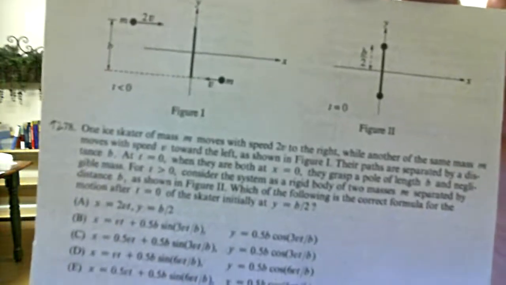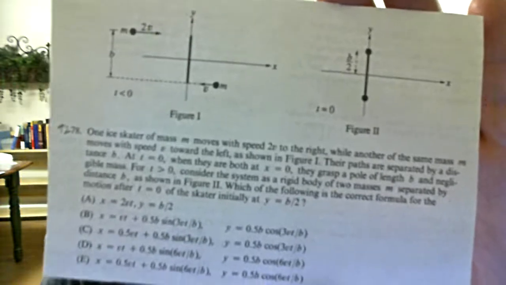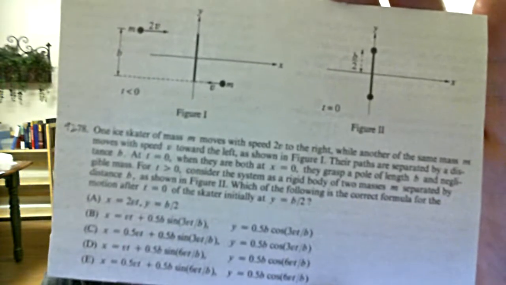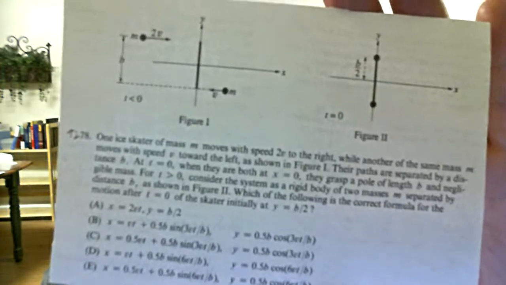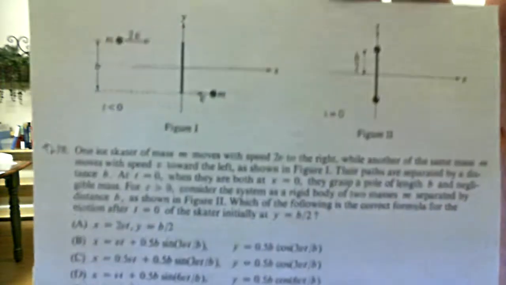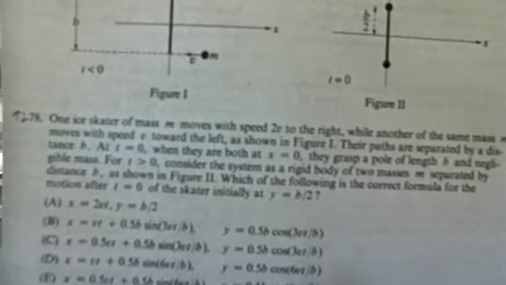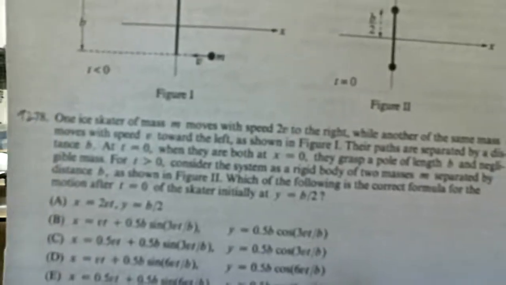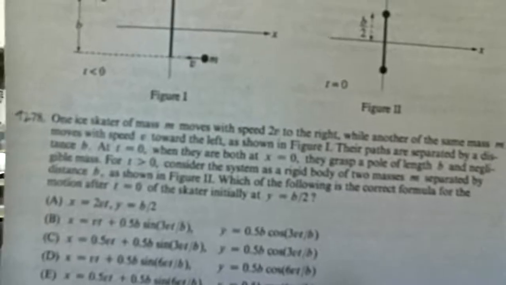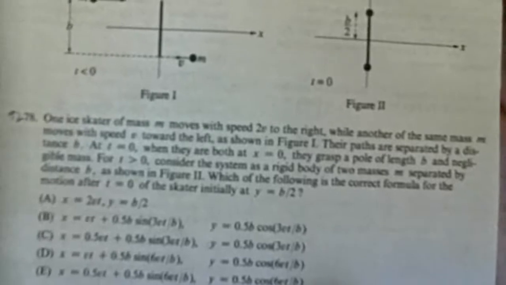78. One ice skater of mass m moves with speed 2v to the right, while another of the same mass m moves with speed v towards the left, as shown in figure 1. Their paths are separated by a distance b at t equals 0. When they are both at x equals 0, they grasp a pole of negligible mass. For t greater than 0, consider the system as a rigid body of two masses m separated by distance b, as shown in figure 2. Which of the following is the correct formula for the motion after t equals 0 of the skater initially at y equals b over 2?